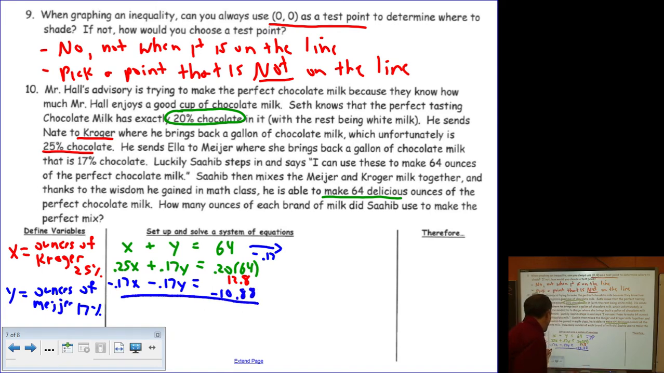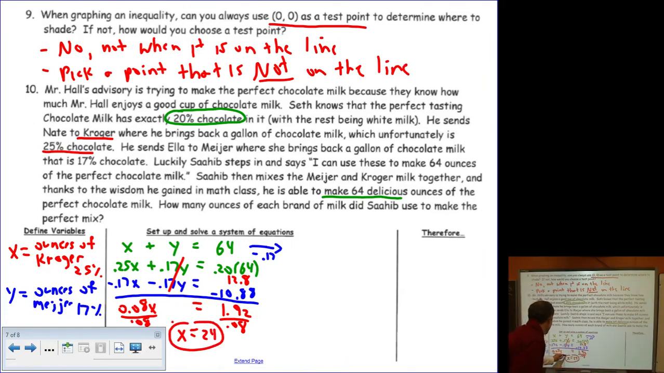And now I'm ready to add these equations together, and I will have the y's cancel out. And I will have 0.08x equals 12.8 minus 10.88, which is 1.92. And then obviously, if I divide both sides by 0.08, I would get x equals 1.92 divided by 0.08, and that turns out to be 24.